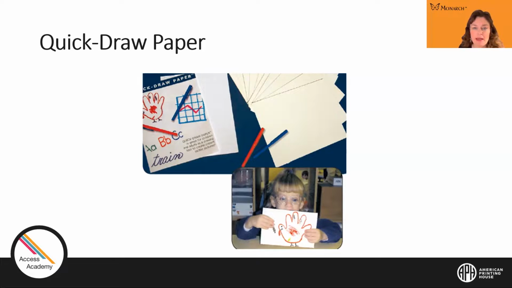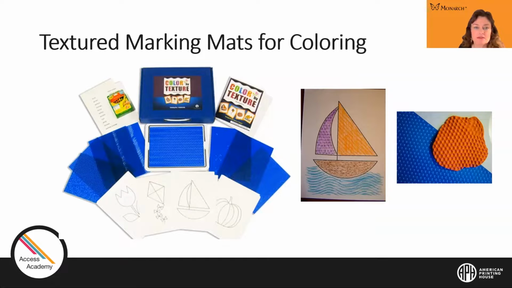Color by texture marking mats can be placed underneath a raised line coloring page to transfer and add interesting textures such as wavy, bumpy, rough, and striped. And this photo shows a coloring page of a sailboat with different textures added to the sails and hull of the boat. A wavy texture is added for the water. The durable coloring mats can also be used to transfer textures into clay or Play-Doh.